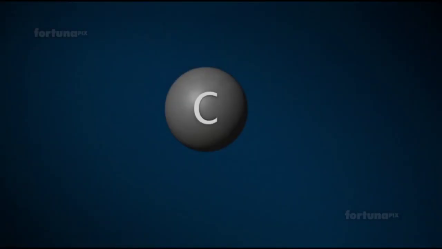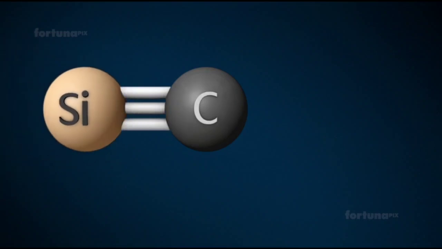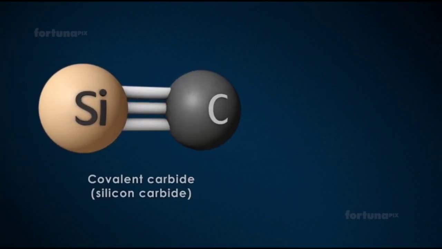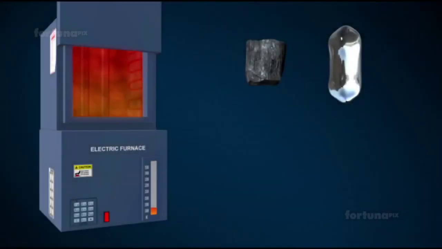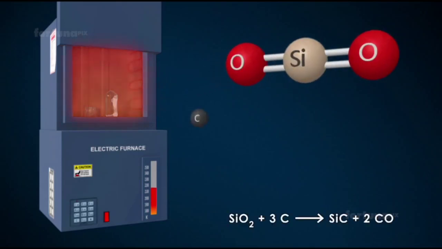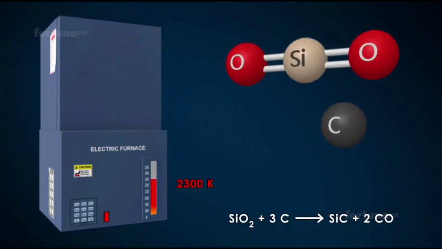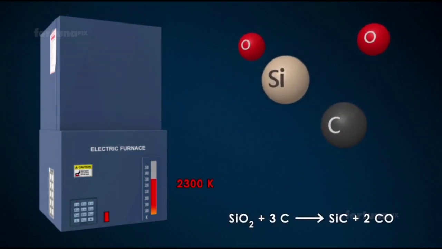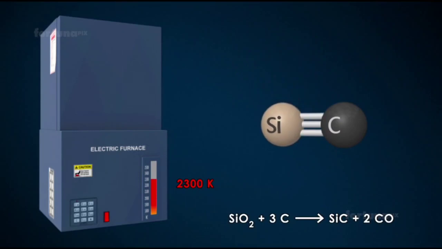When carbon reacts with an element of similar size and electronegativity, covalent carbide will be produced. When silicon dioxide is treated with an excess of carbon at 2300 K, silicon carbide will be formed.